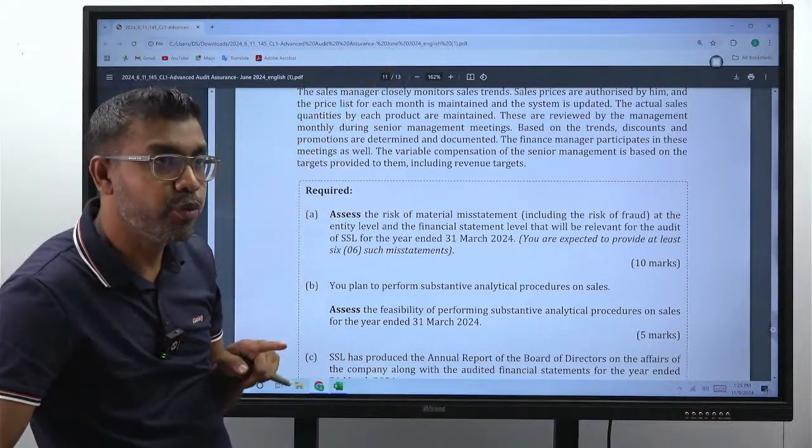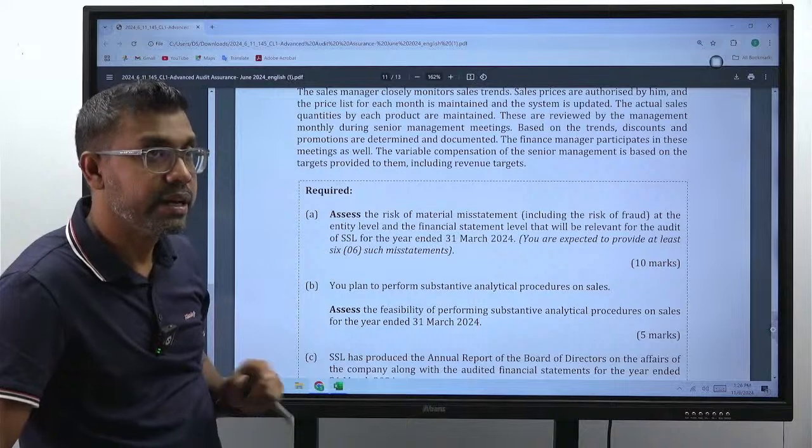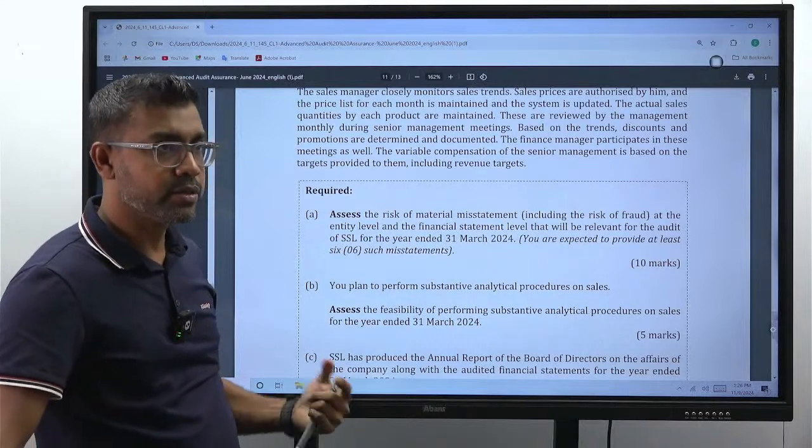Through risk assessment procedures. The risk assessment procedures outcome is high risk or low risk or significant risk.